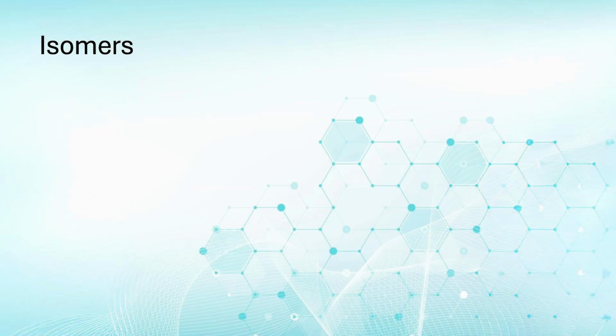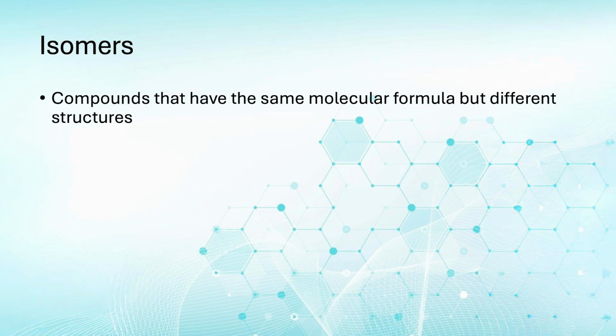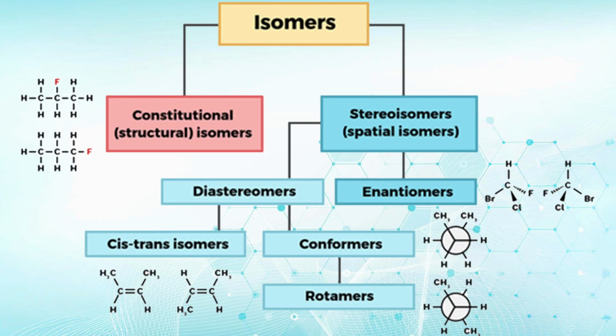In organic chemistry, we talked a lot about isomers, or compounds that have the same molecular formula but different chemical structures. There are a couple different types of isomers that we cover in organic chemistry, but for now let's talk about the most basic type, constitutional isomers.